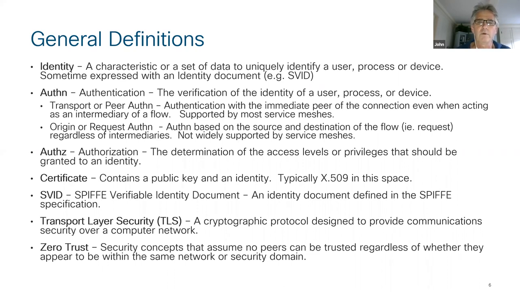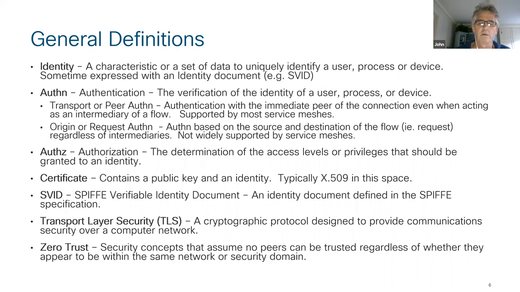Once we have identity, then we want to do something that's often called authn in this environment, or authentication. It's the verification of the identity. We want to make sure that who we're talking to is who they say they are. And when we start talking about service meshes, there's a couple different forms of that authentication. There's probably even more than I list here, but these are the two that I'm going to cover a little bit in this talk.